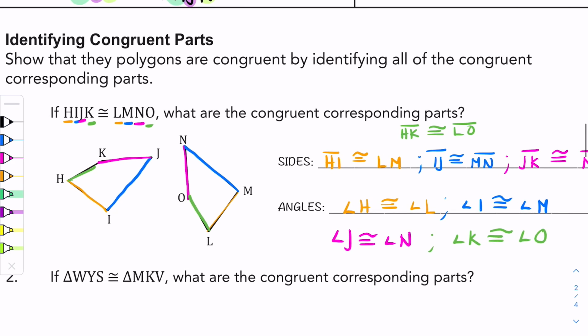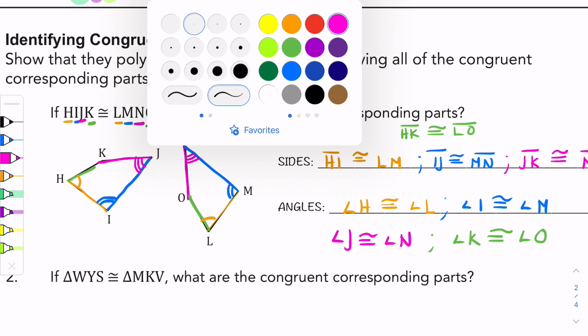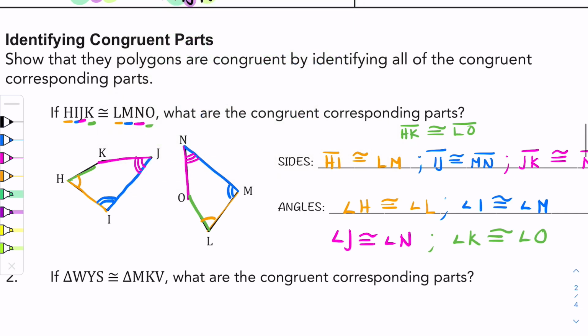If I want to mark these in my figure, I know that H is congruent to L. I use one connector for those, or one angle arc. I know that angle I is congruent to angle M. I'm going to use two arcs. I know that J is congruent to N, three arcs. And the last one is K is congruent to O, which I'm going to use four arcs.